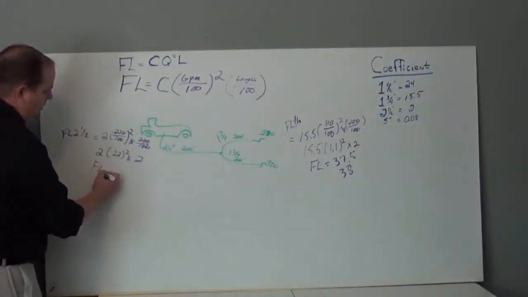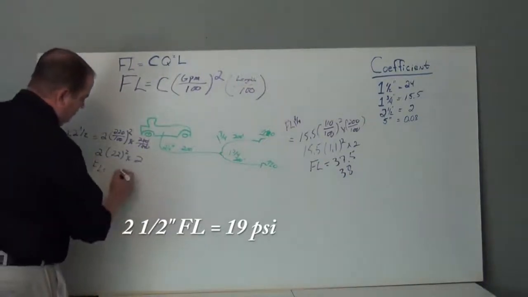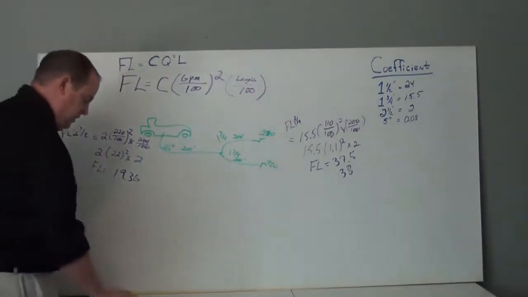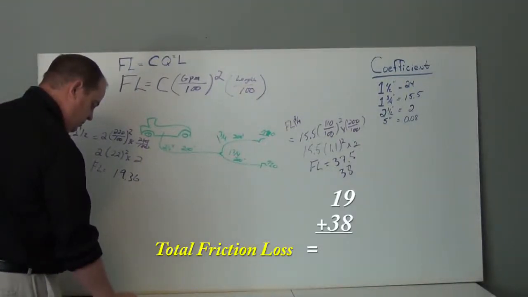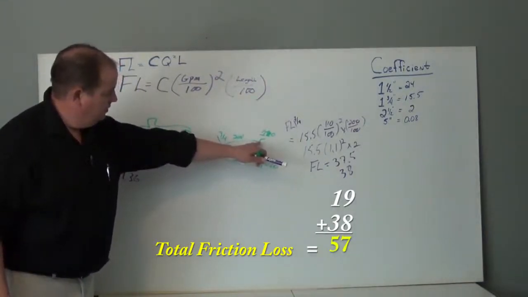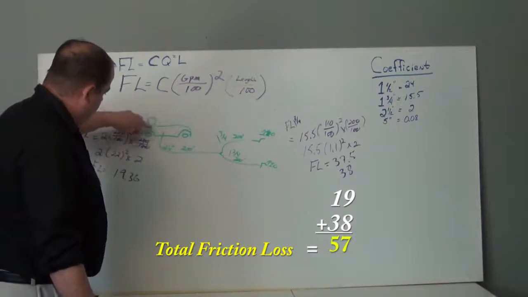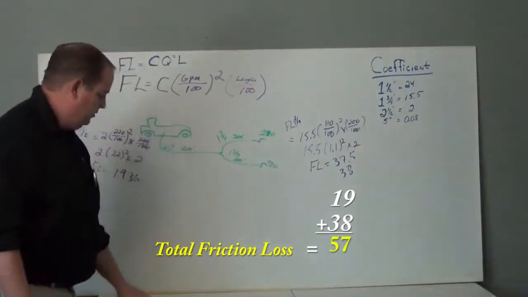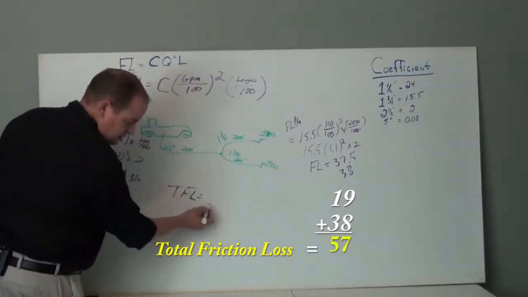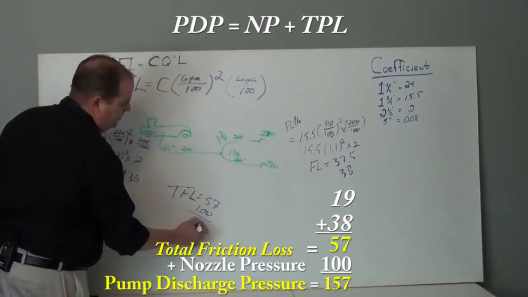So punch that in your calculator and you should get something like 19.36. Now rule of thumb, if this is over 5, we round up. So 19 plus 38 is 57. So in order to make this work, if these are combination nozzles that flow 110 gallons per minute at 100 psi, because we're losing 19 psi here and 38 here, adding those two together, you get a total of 57. So my total friction loss is 57. If I need 100 here, you're going to need 157.